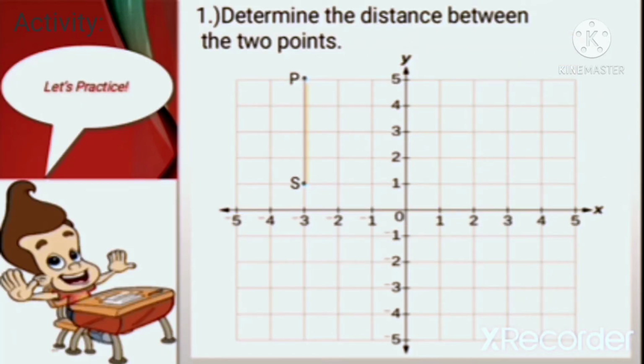So let's have an activity or a practice exercise to test your skills. We're going to determine the distance between the 2 points. We have here points P and S. We're going to determine the distance from P to S. So how are we going to get the distance from P to S? Again, since it is a vertical distance, we're just going to use the increment of y.